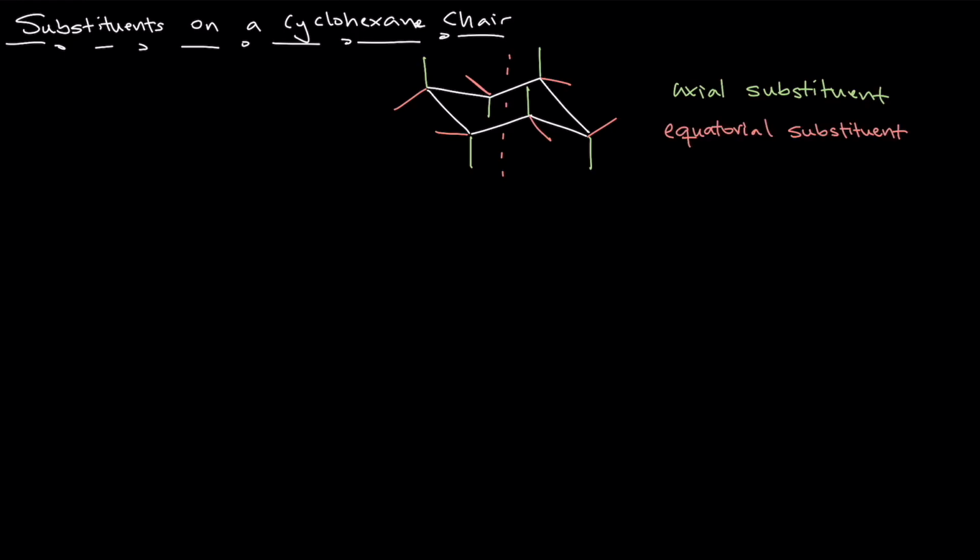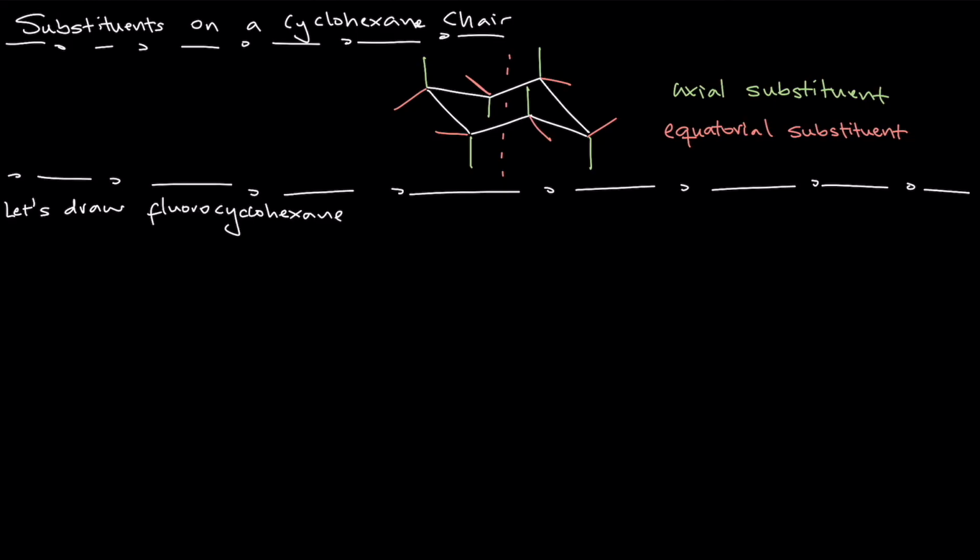A substituent on any of the red lines is considered an equatorial substituent. We consider these equatorial because they're sort of the equator of your cyclohexane chair, right? So they're kind of around the cyclohexane chair, as opposed to the axial substituents, which are pretty much above or below the cyclohexane chair.